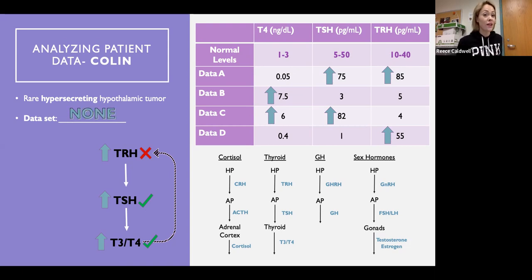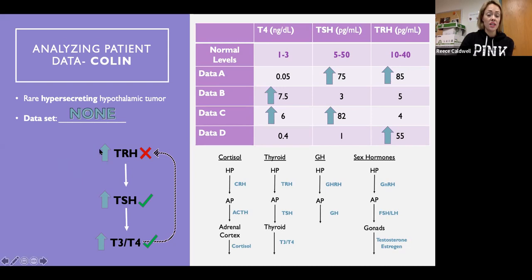So Dr. Chang loves trick questions like that. He really wants to test your knowledge. And here is one of those trick questions where we see that Colin matches none of the data sets. And this would make sense because remember the condition we are given that he has is a rare hypersecreting hypothalamic tumor. So this is a rare condition, and in the hospital and clinical setting, they would not have generalized data for this. They would need to run more tests.